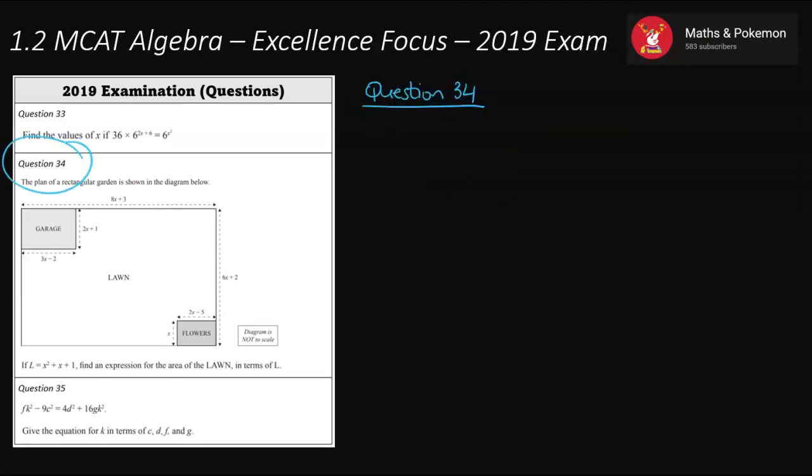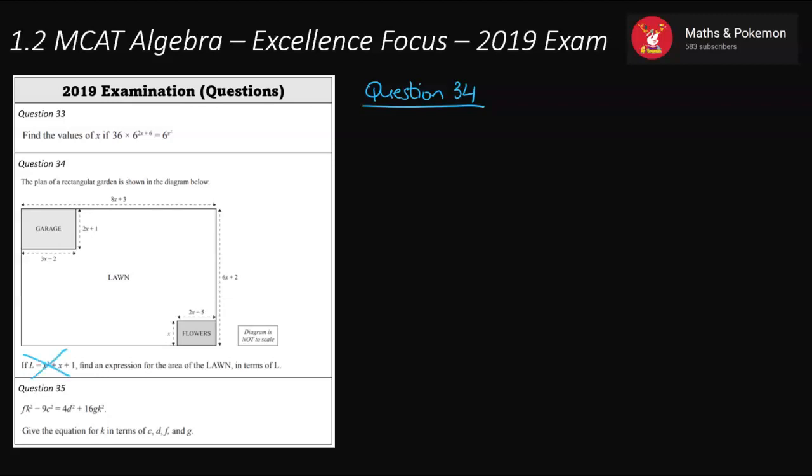Question number 34. We've got the plan for a rectangular garden given to us. You can see the whole garden, the garage and flowers in there, the rest being the lawn. If L is equal to x squared plus x plus 1, find an expression for the lawn in terms of L. So this question, when I first looked at it, it's going to be a bit irritating.